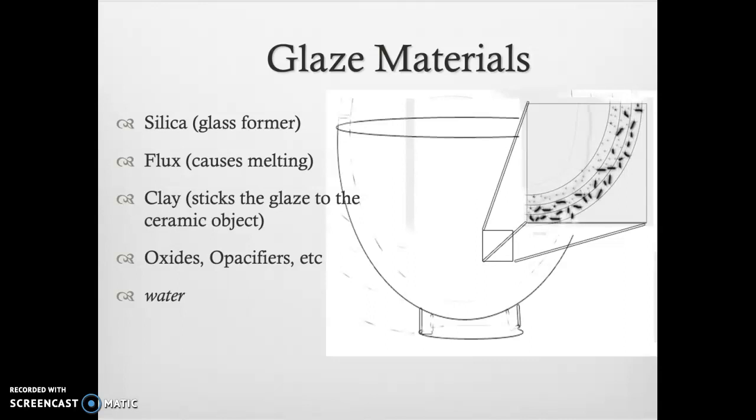So we use silica, which is the material that forms glass. It's the stuff that melts. Clay has silica in it, but we usually add additional silica to the glaze. We add flux, which is the stuff that helps the silica to melt. The silica by itself won't melt at the low temperature that we fire to, so we add that material to it. We also add clay, and the clay helps it stick to the pot, and then we add things like oxides, opacifiers, things to add color, things to make the glaze opaque, things to make the glaze thicker, and then of course the other one we add is water, so that it will be a liquid that we can dip or spray or paint on our pot.